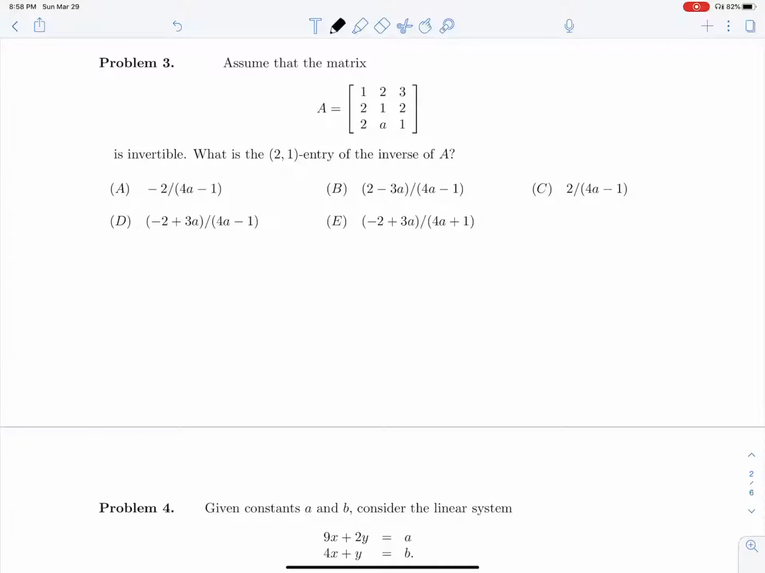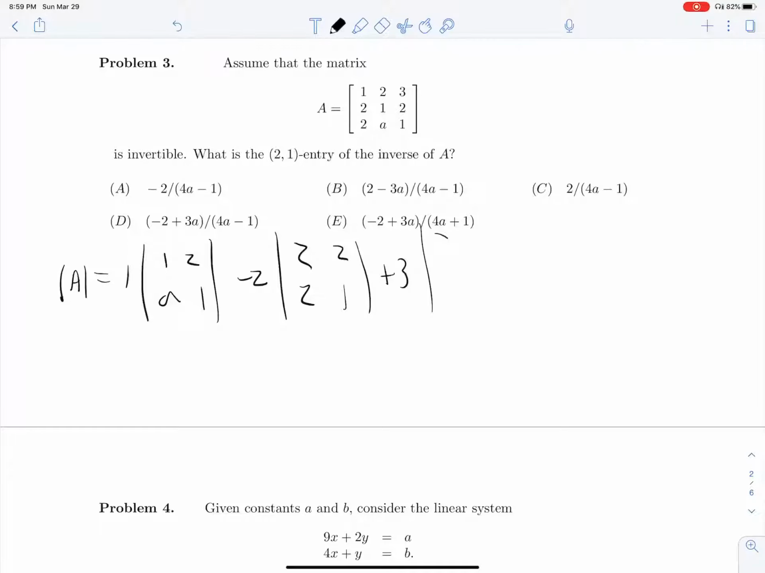Question 3, assume that the matrix A given here is invertible. What is the 2, 1 entry of the inverse of A? Right off the bat, we need to find our determinant. So our determinant of A is going to be 1 times the cofactor at that position, which is 1, 1, A, 2, minus 2 times the determinant of the matrix 2, 2, 2, 1, plus 3 times 2A, 2, 1, like so.